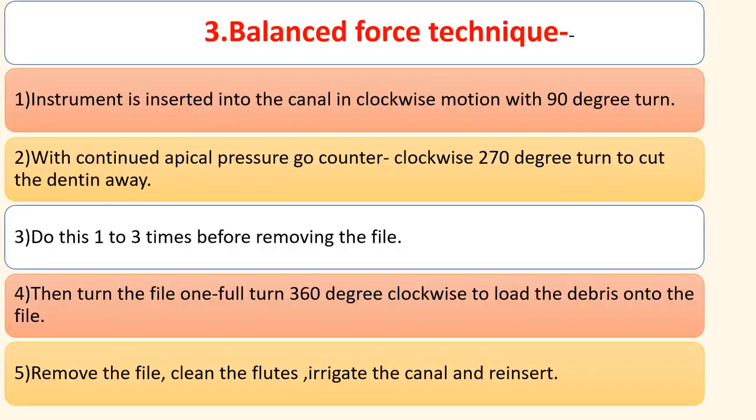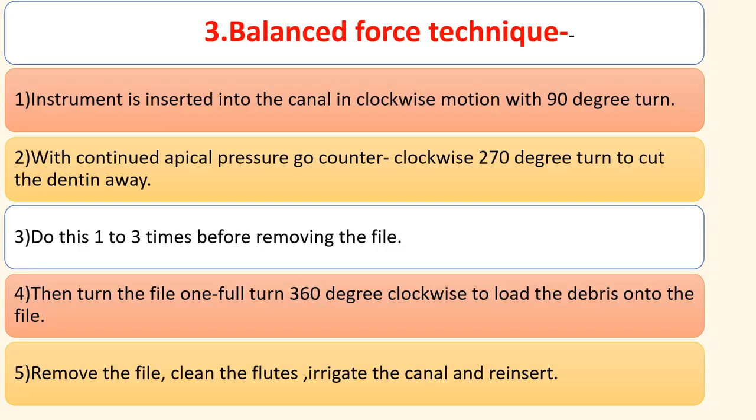And third is the balanced force technique. Here the instrument is inserted into the canal in a clockwise motion with a 90-degree turn. With continued apical pressure, go counterclockwise to a 270-degree turn to cut the dentin. Do this 1 to 3 times before removing the file. Then turn the file a full 360-degree turn clockwise to load the debris onto the file. Remove the file, clean the flutes, irrigate the canal and again reinsert the file.